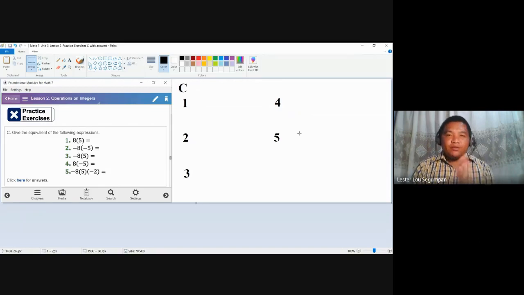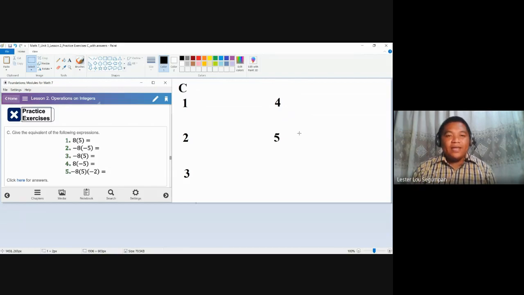As for the rules of signs, if we multiply numbers with the same signs, the sign of the product is a positive number. When we multiply numbers with different signs, we get a negative result. Again, I'm just saying this for now. I would like to put emphasis on it when we reach number five later.